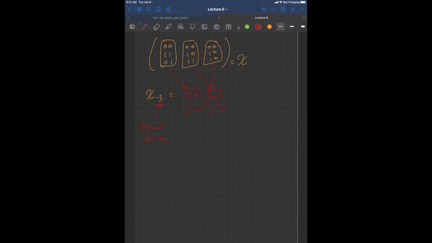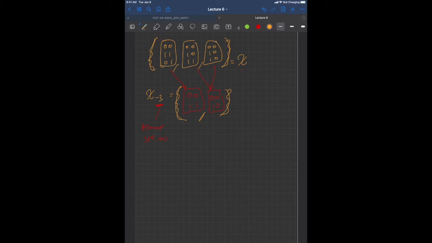If this is the set X, this is the set X minus 3. This should be a curly brace because this is a set. This is also a set. Now I can define this projection onto not just one row, but multiple rows at once.